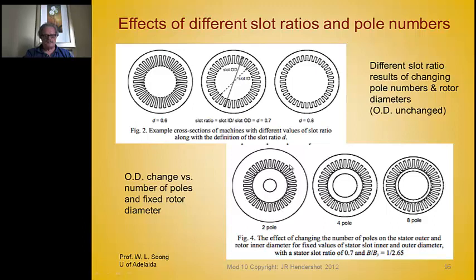So I'll say it the other way: as you decrease the number of poles, the cross section of copper is the same into the paper, but since the length is longer, you require more end turn extension out the ends. It goes down with four-pole and eight-pole. The eight-pole only spans 45 degrees. The coils are real short, you see.